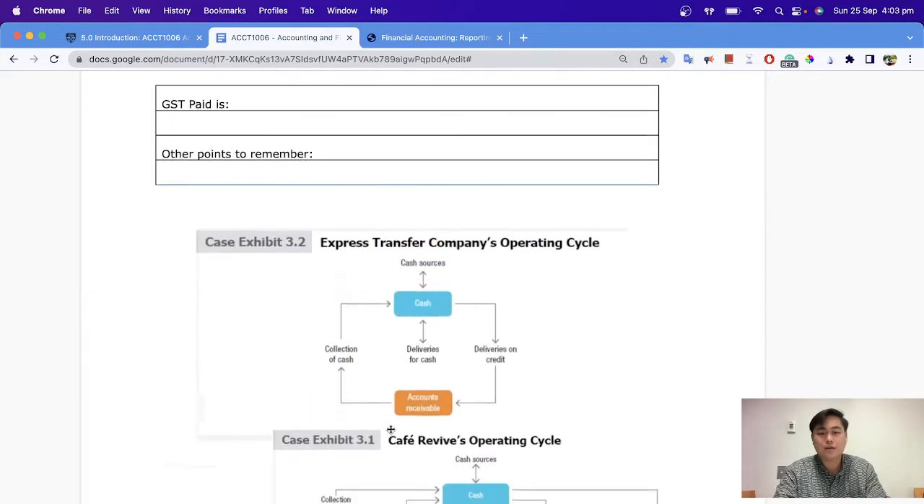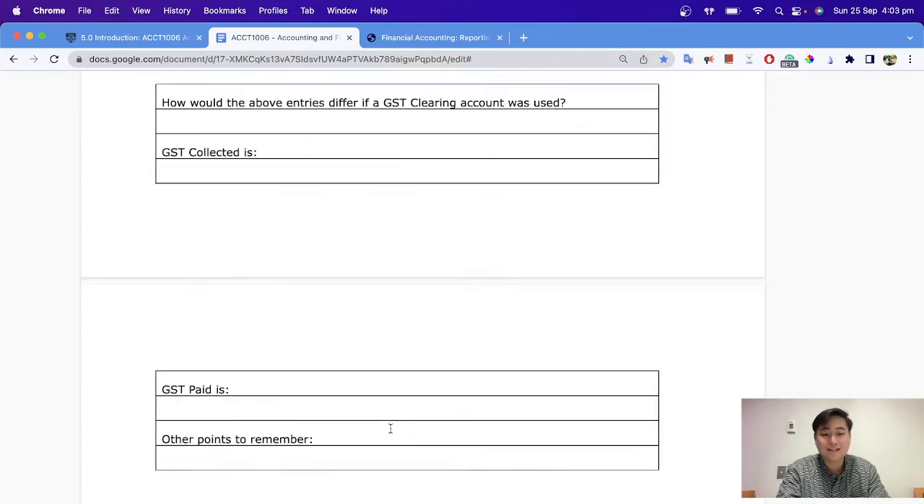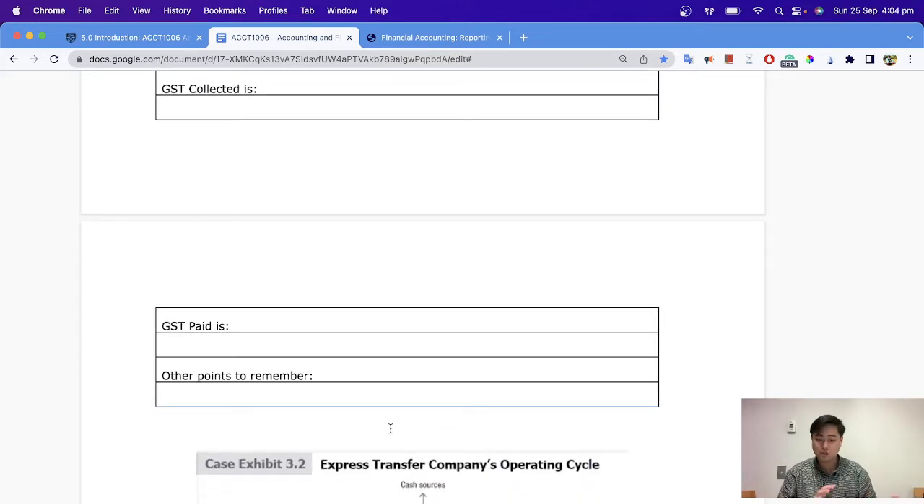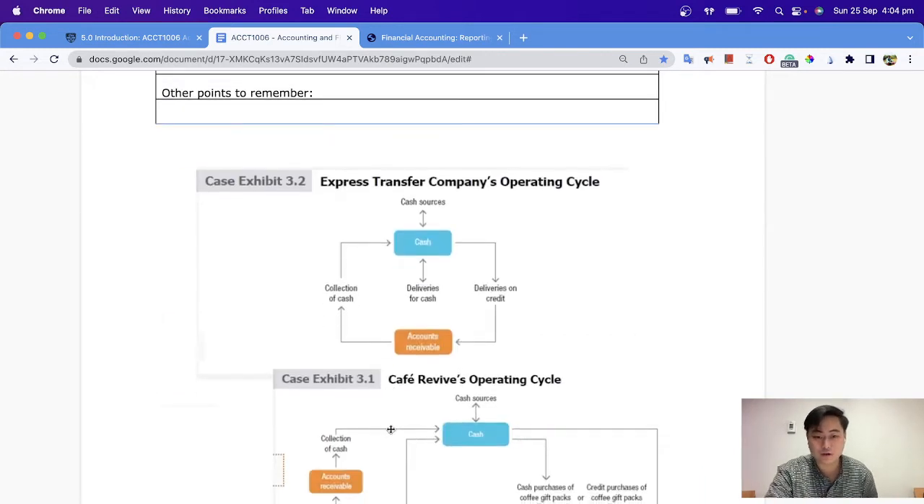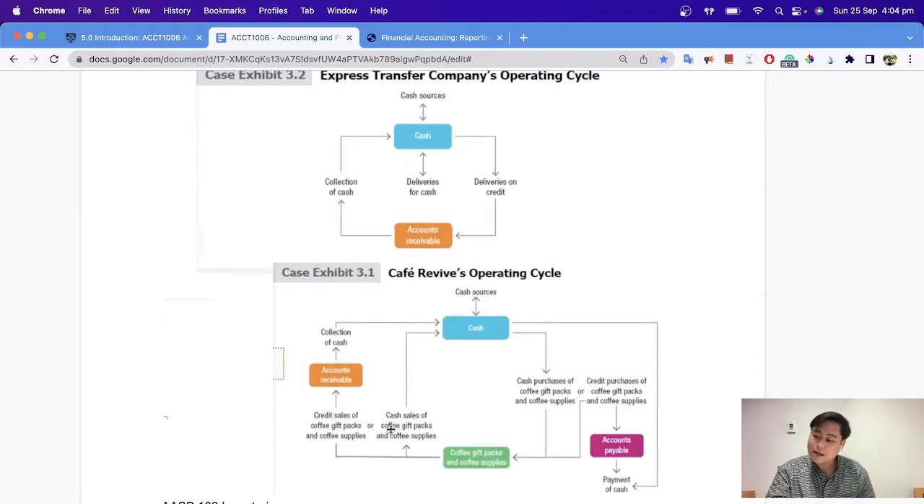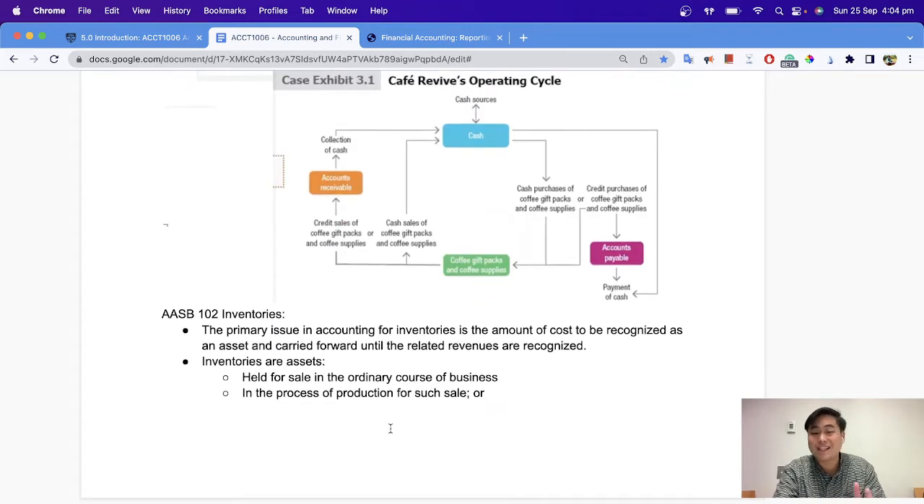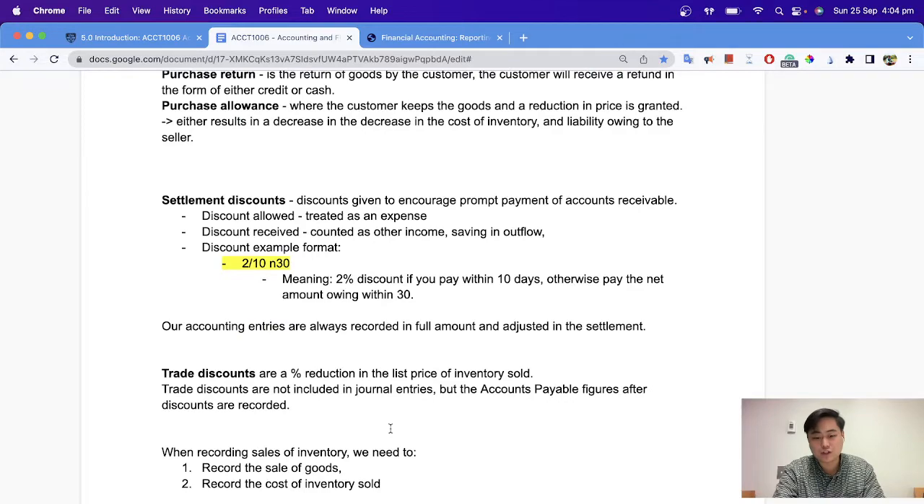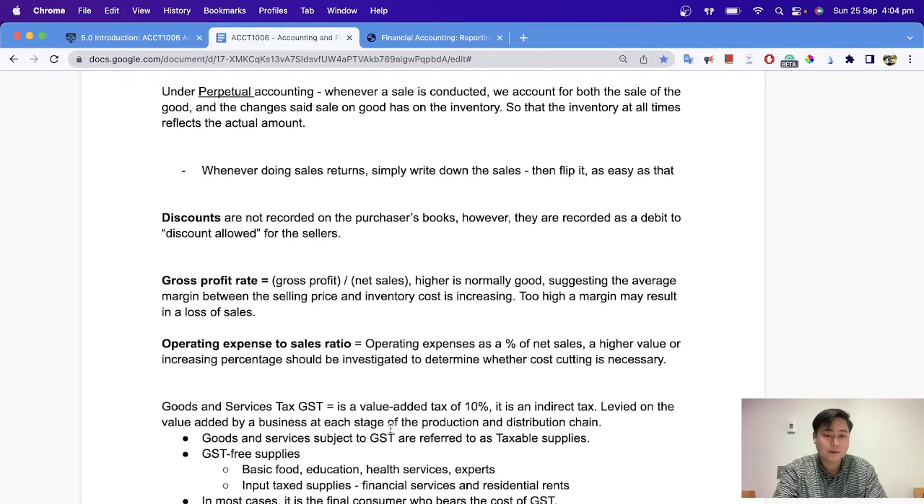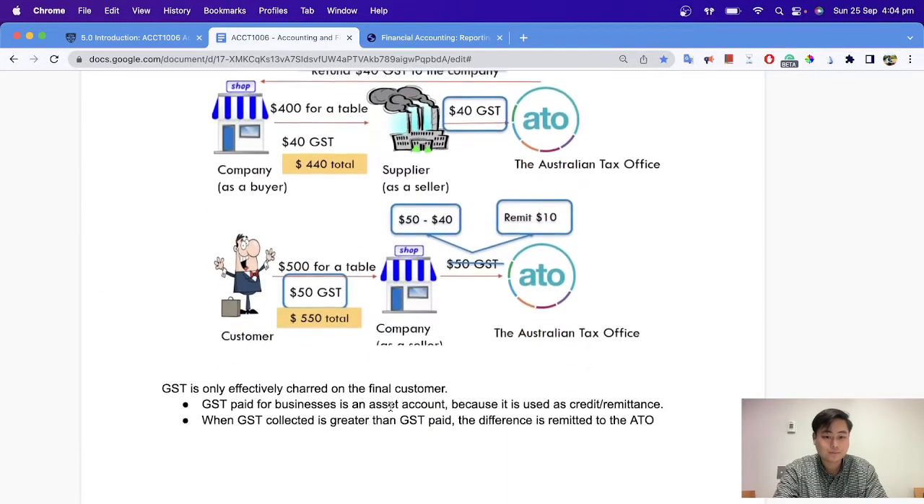Now there are 2 ways you could record GST. There is the GST paid and GST collected, where you actually separate these 2 into different accounts when you do the journal entries, versus there are systems where you have just a GST clearing account rather than having 2 separate accounts for that. Okay.